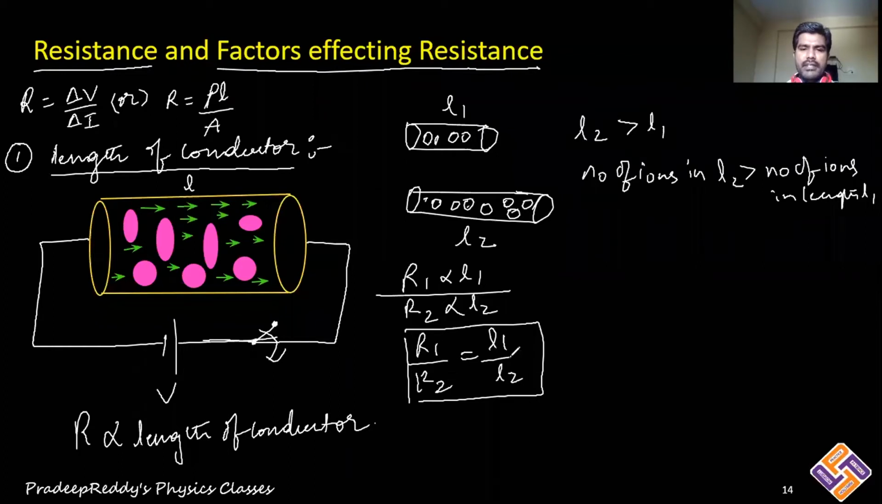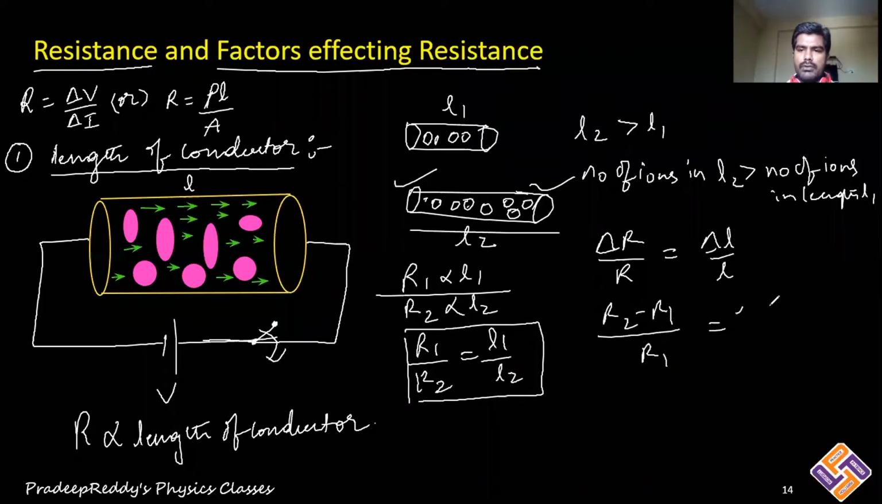The main reason for increase in the resistance is the number of collisions. As more number of collisions are taking place in length L2, because there are more number of ions, as a result resistance increases. If there is percentage change in the length L, then obviously there will be percentage change in resistance R. So you can simply write delta R by R is equal to delta L by L. It is R2 minus R1 divided by R1 is equal to L2 minus L1 divided by L1.